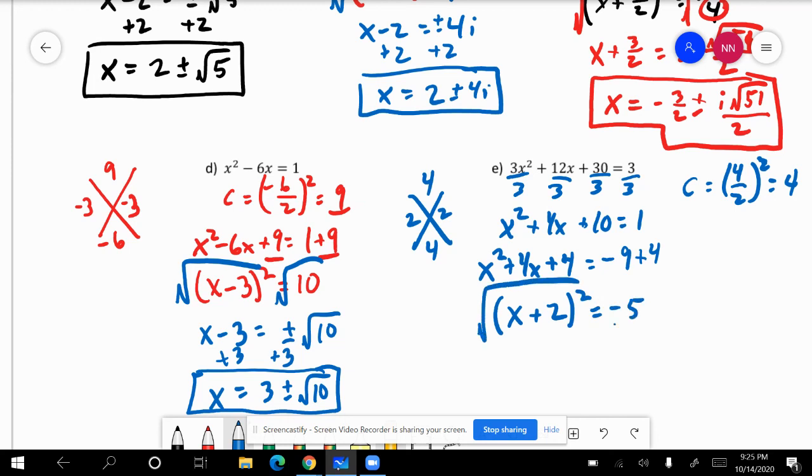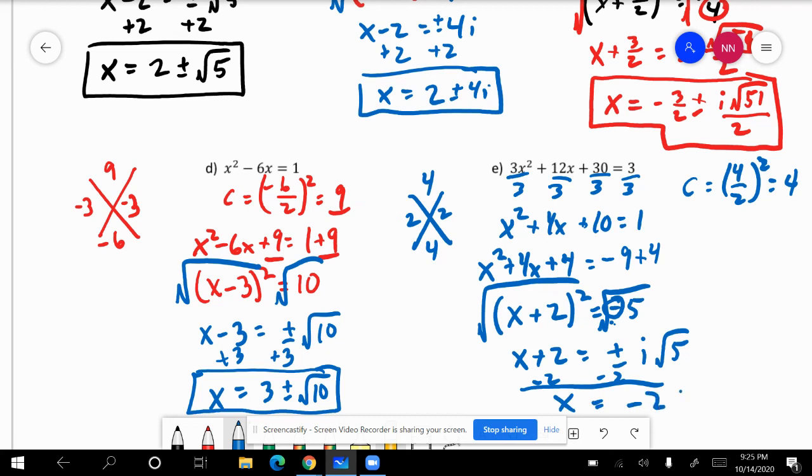Then when I take my square root, I have x plus 2 equals, I have to remember my positive and negative root. The negative tells me there's an i, and then I have 5. And my last step is subtracting the 2. So my answer is negative 2 plus or minus i square root of 5.